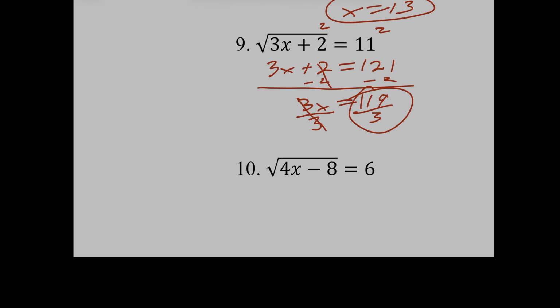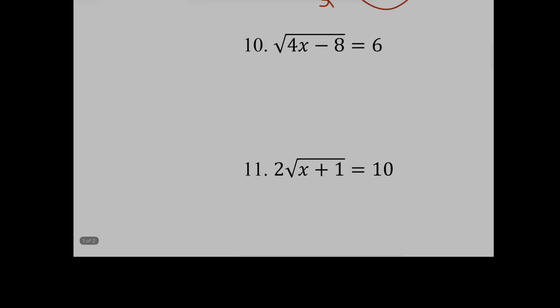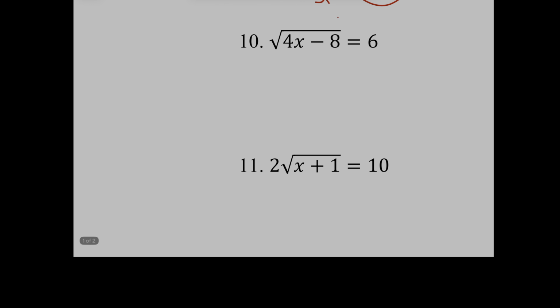39 times 3. What's that? What is 39 times 3? It's 117. And then 117 plus 2 is 119. But the square root of 119 is not 11. This is a bad question. I apologize. What I wrote there is correct. So that's one that I may look at and fix for a future video. All right, sorry about that, guys.